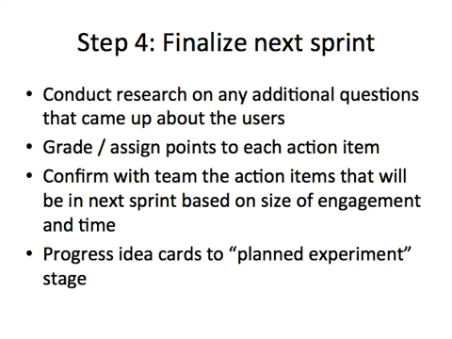So if the customer has bought 10 points and the ideas that you have come up with are going to take 15 points, you need to identify which 5 you are not going to implement in this next cycle. And that's your job as a strategy person. Then you're going to progress the action item card to the planned experiment stage, where you're actually going to identify how you are going to build an experiment for this particular idea.